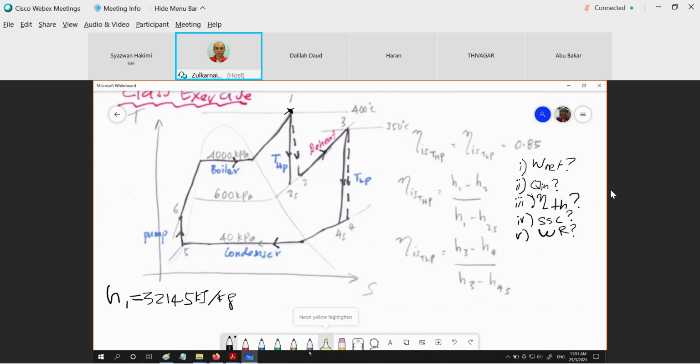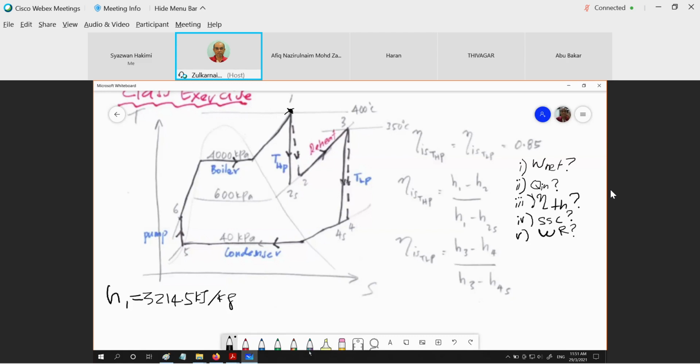Can someone verify that? Just recheck. Okay, Afiq. I got the same answer. Okay, nice, the same value. We haven't answered any question yet. We are just getting the enthalpy.